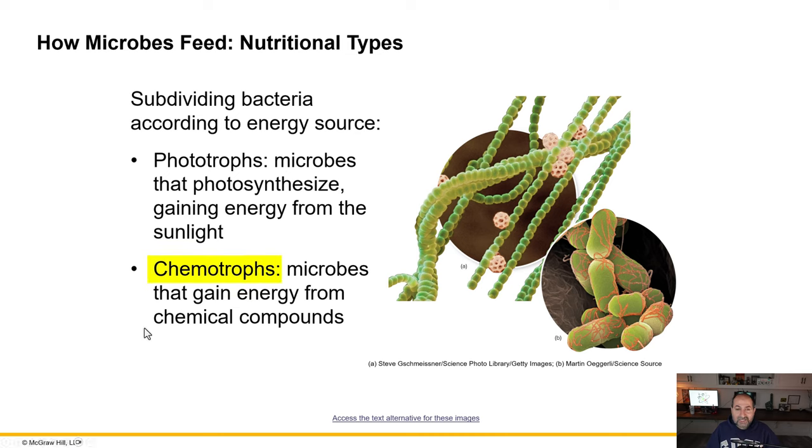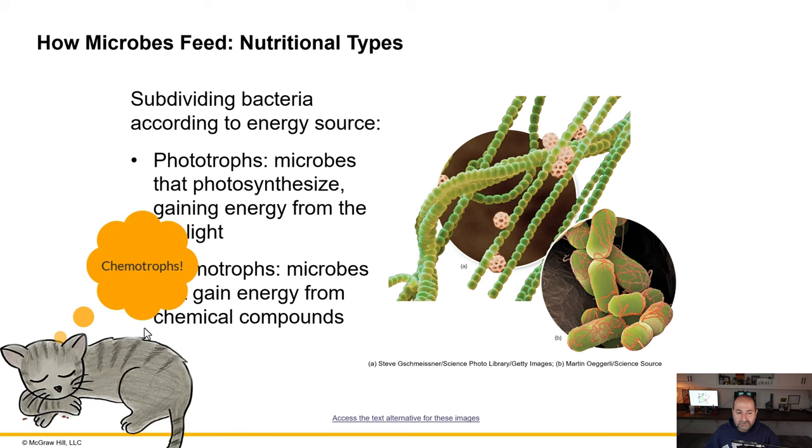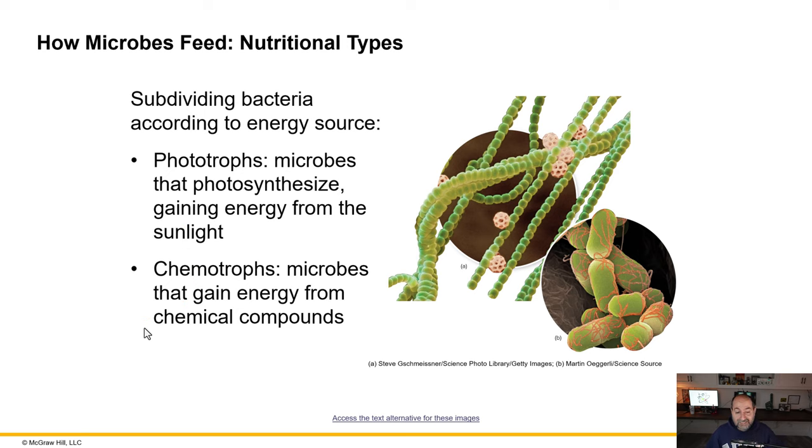So let me ask Wicket, let's see if you can beat Wicket. Which one are we? Are we phototrophs or chemotrophs? That's right, as always, Wicket. We are chemotrophs. We are organisms that obtain our energy from chemical compounds that we consume. And so heterotrophs tend to be chemotrophs for the most part.